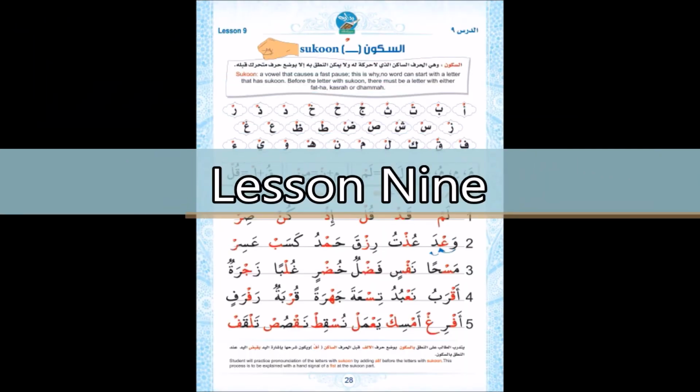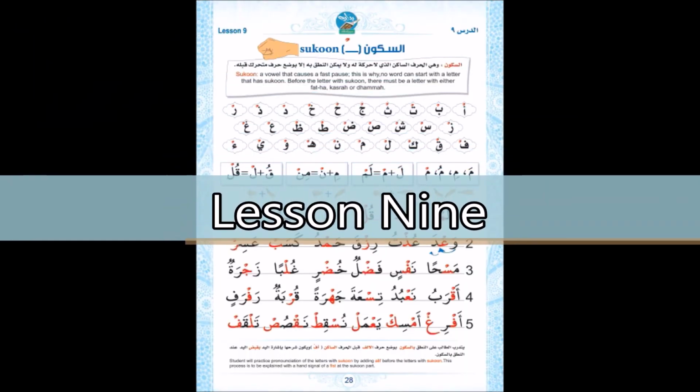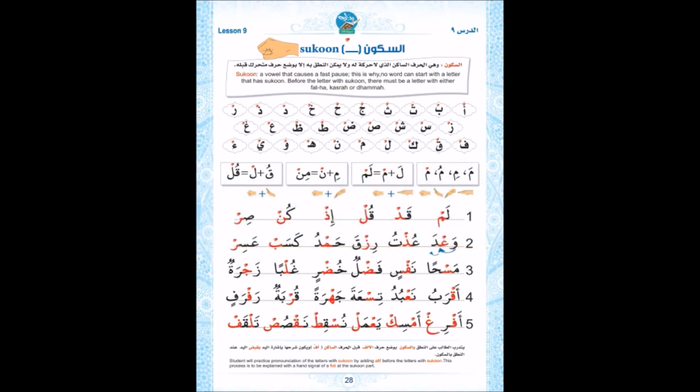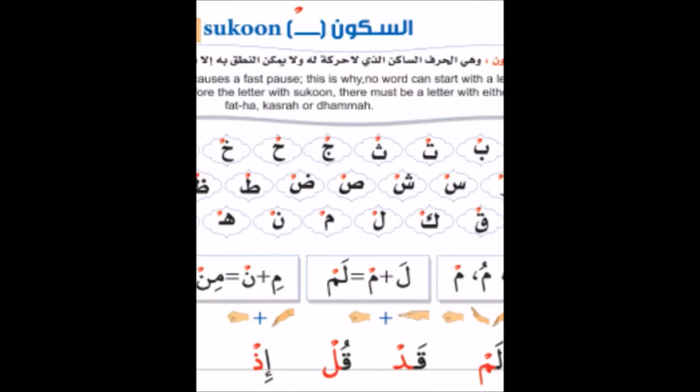The first lesson of chapter 4 is lesson number 9, which discusses sukun. And the objectives of this lesson are for the student to identify sukun, be able to draw it, as well as know its effect on each letter in the alphabet.